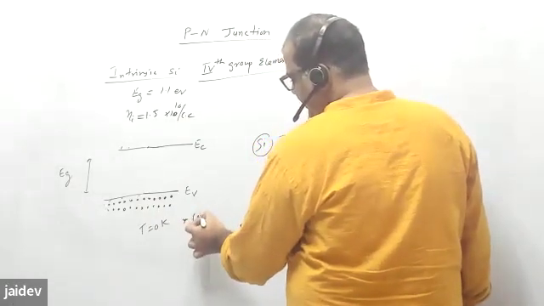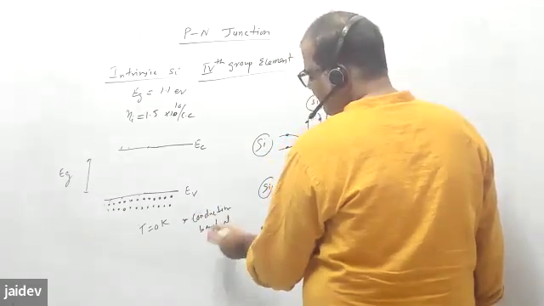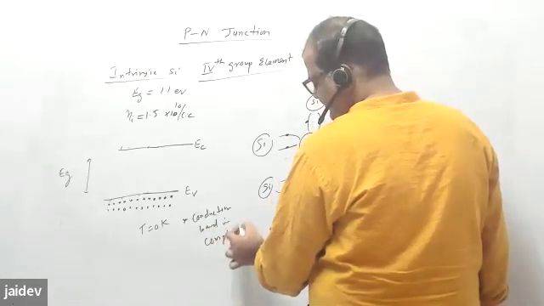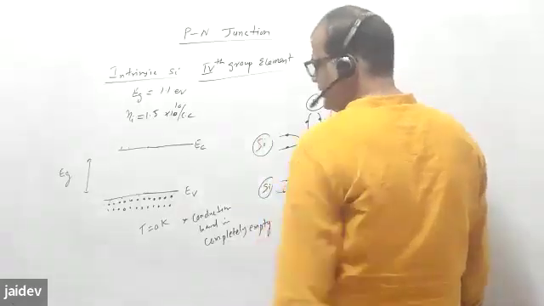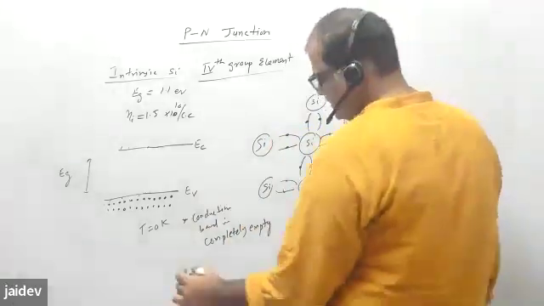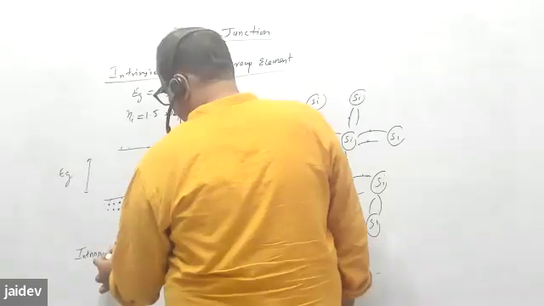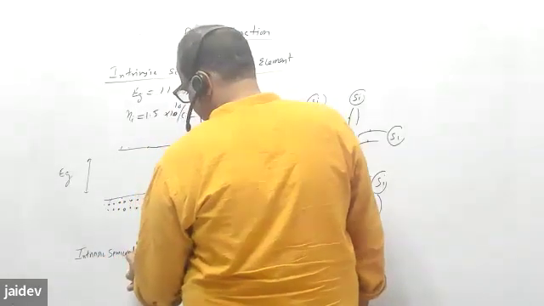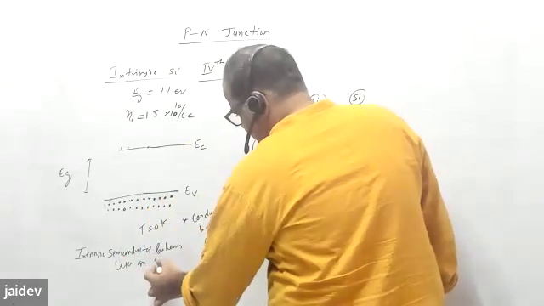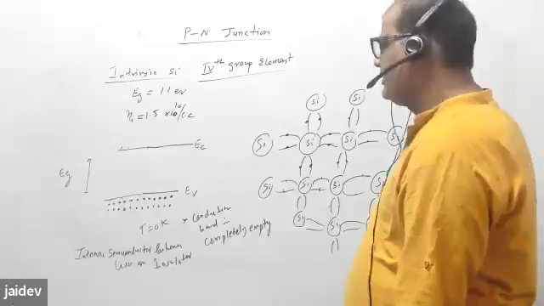At T equal to 0 Kelvin, the valence band is completely full and the conduction band is completely empty. So when the conduction band is completely empty, your intrinsic semiconductor behaves like an insulator. Okay, it behaves like an insulator.